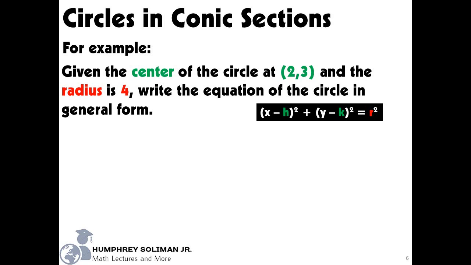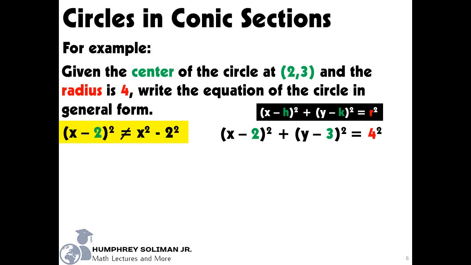We start with the standard form of the equation of a circle, and substitute the value of the center, (2, 3), and the value of the radius, 4. And then, we will expand the quantities of x and y. Note that the power of the quantity, which is 2, is not distributive here. We should multiply the quantity x minus 2 by the same quantity, x minus 2.